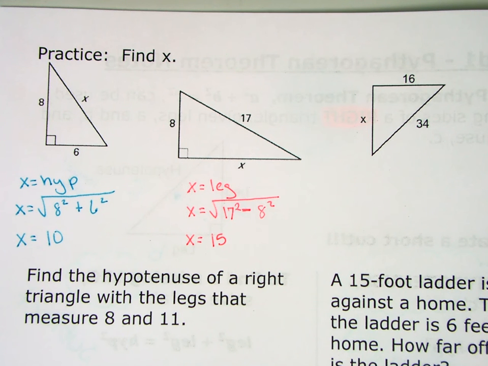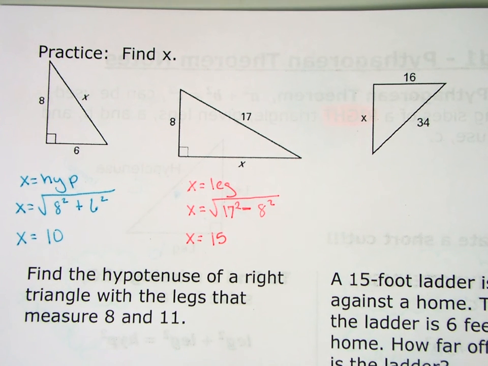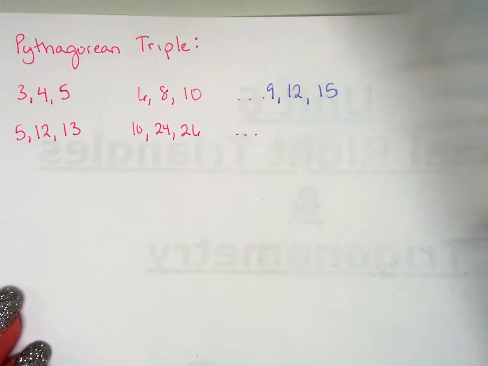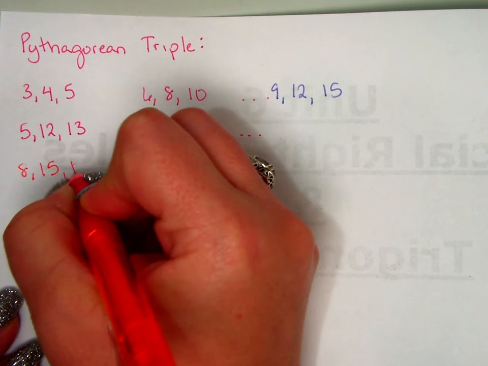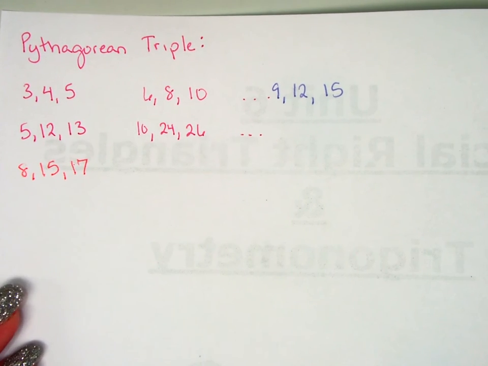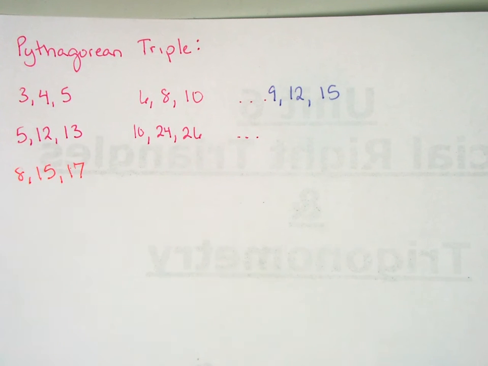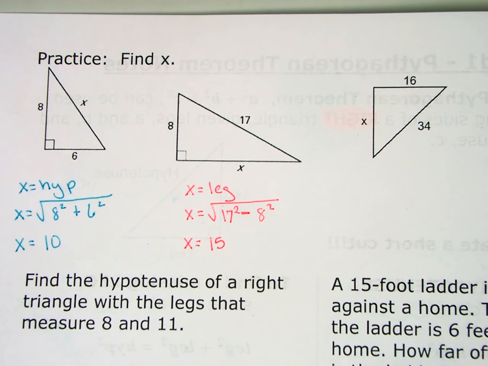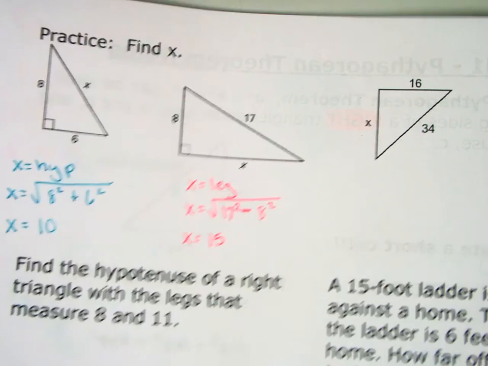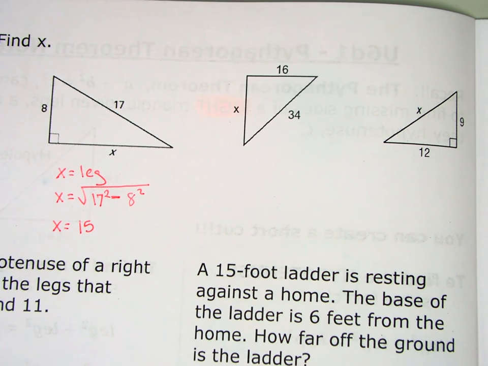So 8, 15, and 17, that's a Pythagorean triple we haven't written down yet. So that's one you could add to your list if you want. 8, 15, 17. This is a Pythagorean triple. And then write all your multiples of that. Right? You can multiply it by 2, 3, 4, whatever you want to multiply by. Those will all be Pythagorean triples. Okay? All right, the next one.